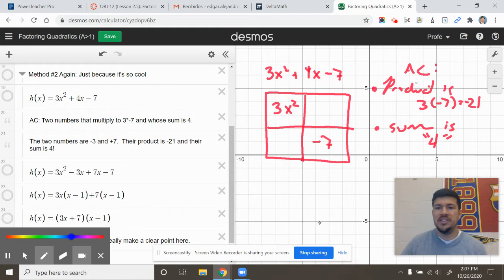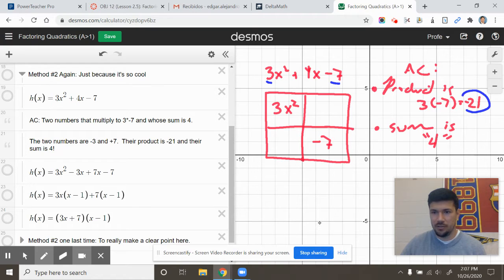All right, so AC method. I'm going to look at A, which is 3, and C, which is negative 7. Their product is negative 21. So I'm looking for two numbers whose product is negative 21 and whose sum is 4. Just by curiosity, I tried 3 and negative 7, but their sum is negative 4. After digging a little bit, I actually just have to reverse those. The two numbers whose product is negative 21 and sum is 4 would be negative 3 and positive 7.